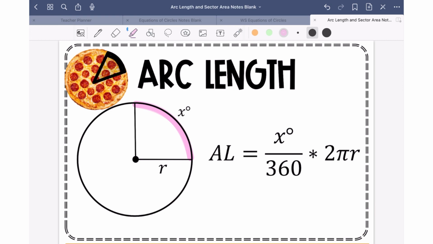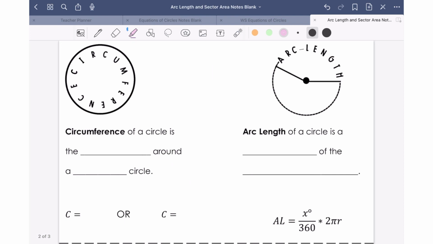And for this formula, we have to know the measurement of the degrees of the circle that we're looking at and also the radius. So let's get started over here. We're going to start with the baby steps. The first baby step is circumference.